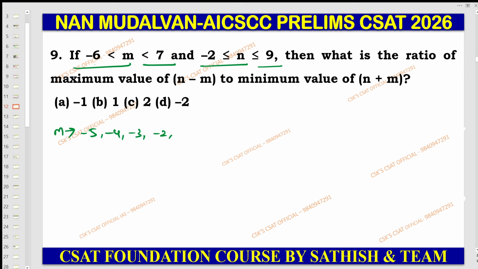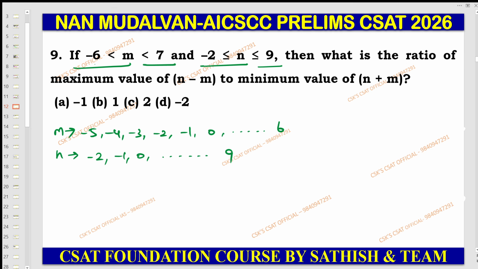So it's an integer. Please understand, because -6 to 7, -2 to 9. So here it is an integer. Remember that also. -1, 0, etc., up to 6. What is the value of n? So here it includes that one. -2 less than or equal to n. So that is also included. -2, -1, 0, etc., up to 9.